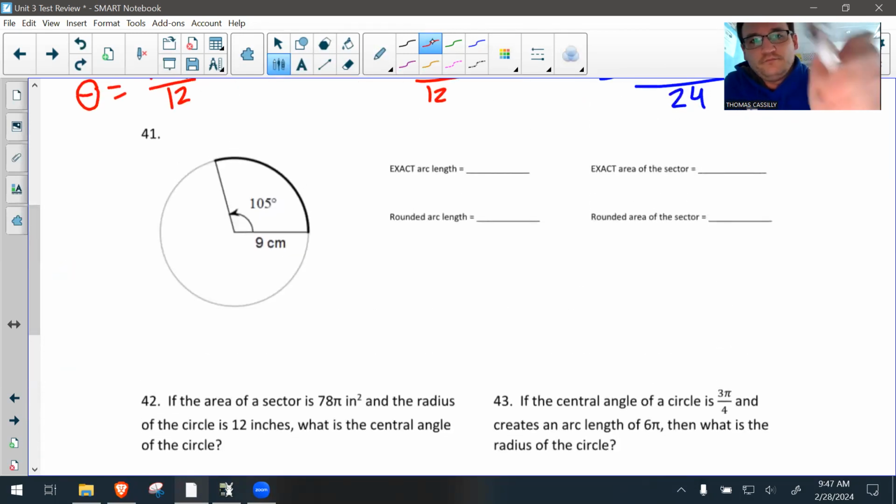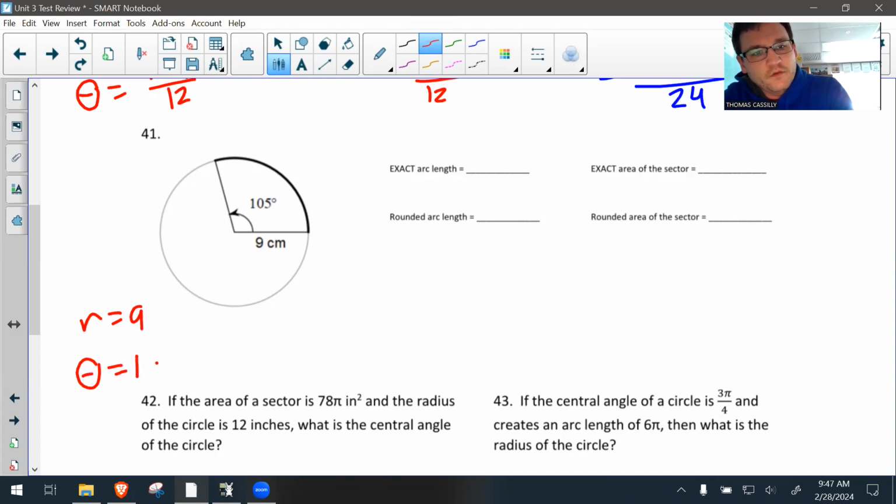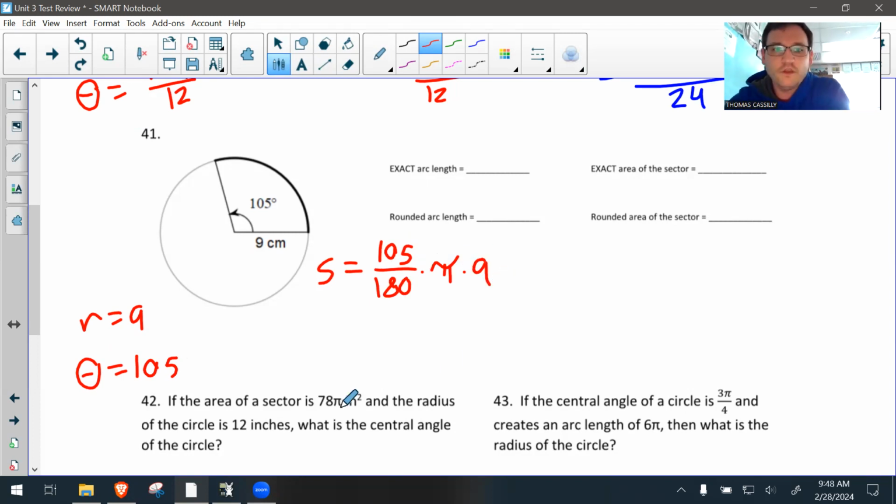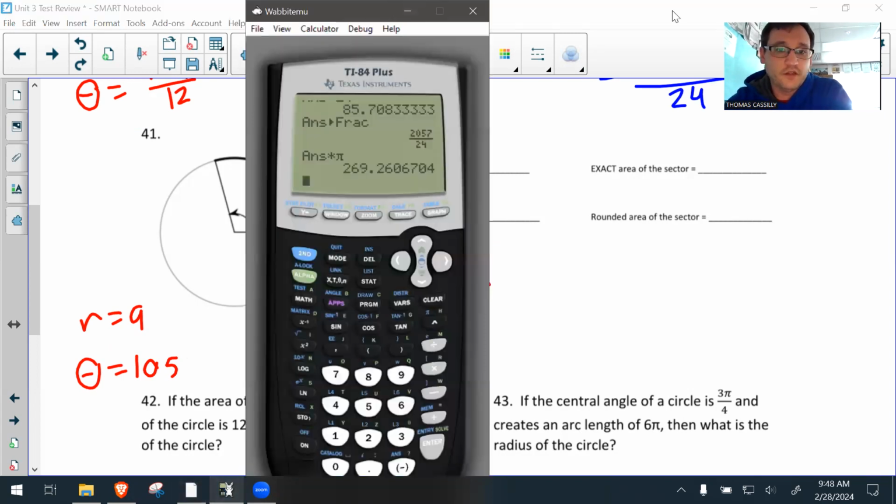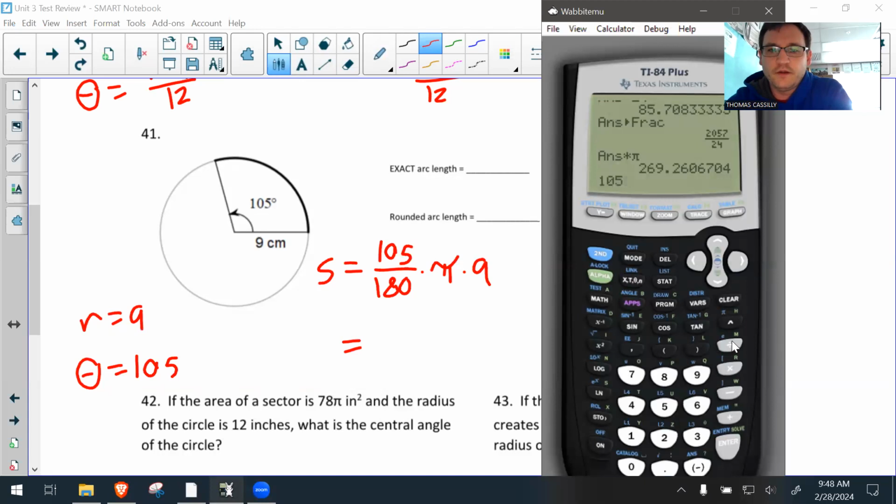Oh man. All right, this one. These are in degrees. So the radius is 9. Central angle is 105. All right, so the arc length here, we're going to say S equals 105 over 180 times pi times 9. So to get the exact value, this is where we can just rely on our calculator a lot. 105 divided by 180, and then I'm just going to multiply that by 9.